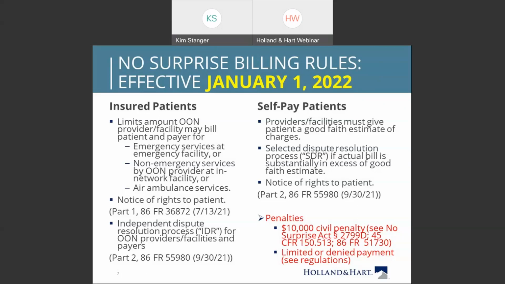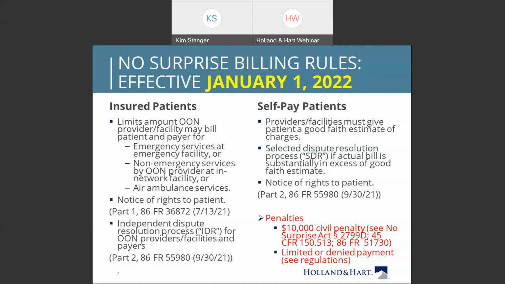The Part 2 rule that just issued on September 30th goes on to include, when it comes to those insured patients, the independent dispute resolution process for handling those disputes between the out-of-network provider and the payer to determine how much that out-of-network provider is going to get paid. So those are the protections for insured patients.